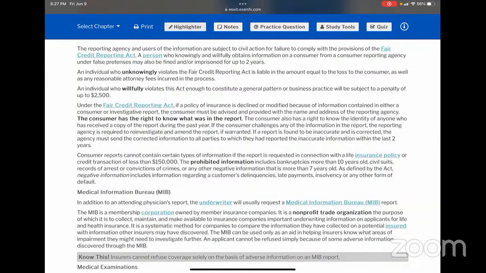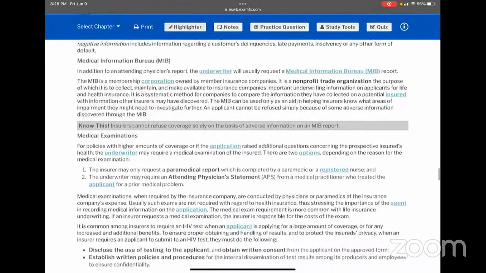Then you got the good old Medical Information Bureau, MIB. In addition to attending physician's report, the underwriter will usually request a Medical Information Bureau, MIB for short, report. MIB is a membership corporation owned by member insurance companies. It is a nonprofit trade organization, the purpose of which is to collect, maintain, and make available to insurance companies important underwriting information on applicants for life and health insurance.